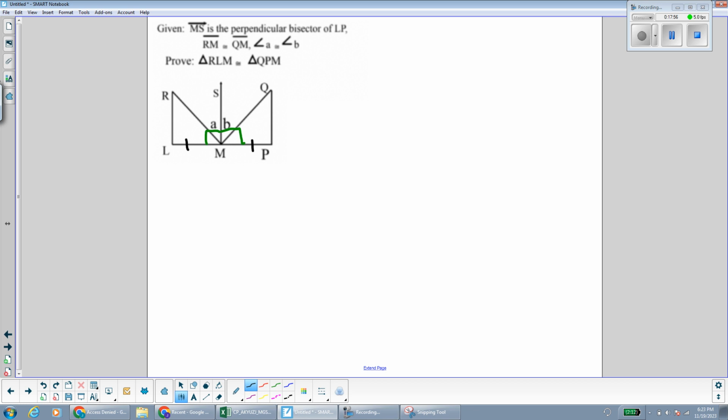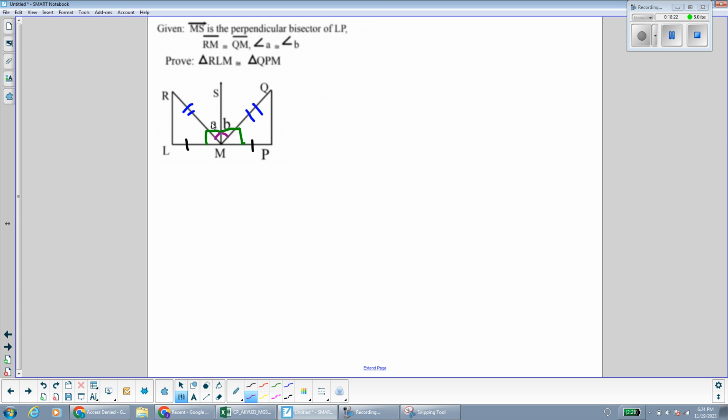We're also given the information from our givens that RM is congruent to QM and that angle A is congruent to angle B. So let's take a look at what we have in the two triangles. We have a side, LM and MP. We have another side, RM and QM, but that's all we have.